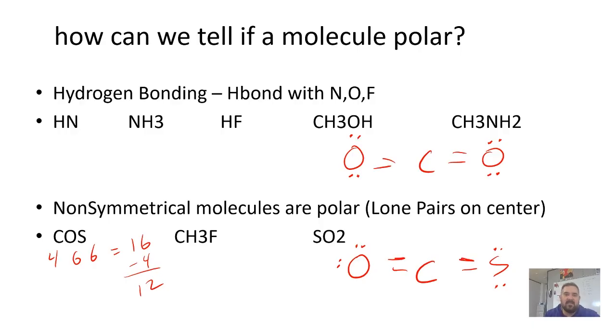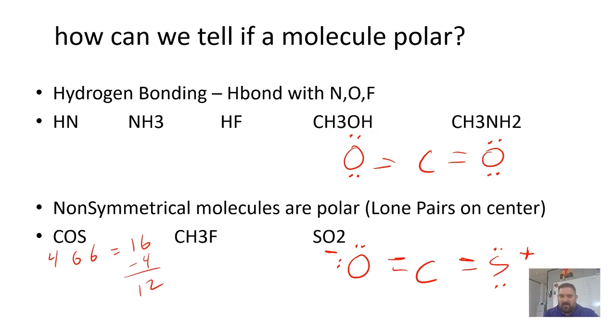Now, COS is different from CO2. Even though they look the same, is this one symmetrical? No. What's more electronegative, oxygen or sulfur? Oxygen is more electronegative, so oxygen is going to be our negative side, and sulfur is going to act like our positive side. So even though sulfur is not positively charged, compared to an oxygen, it is. It's more positive than an oxygen. So in this scenario, it's going to be our positively charged side.